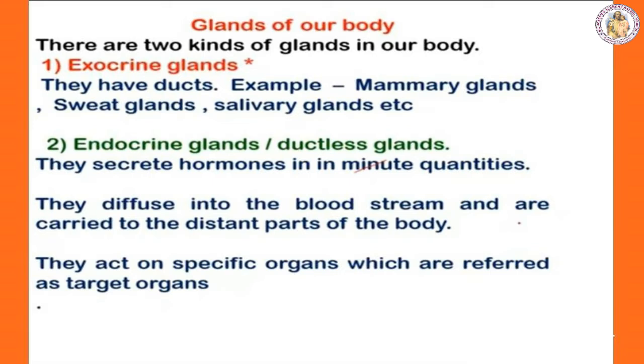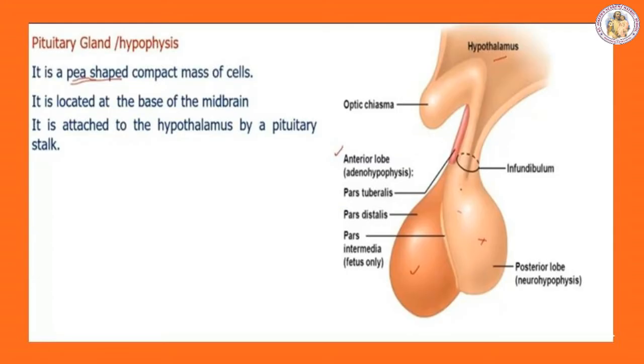Pituitary gland, otherwise called the hypophysis. It is a pea-shaped packed mass of cells located at the base of the midbrain, attached to the hypothalamus by the pituitary stalk. It is anatomically composed of two lobes that perform different functions: an anterior lobe and a posterior lobe. The intermediate lobe is non-existent in humans.